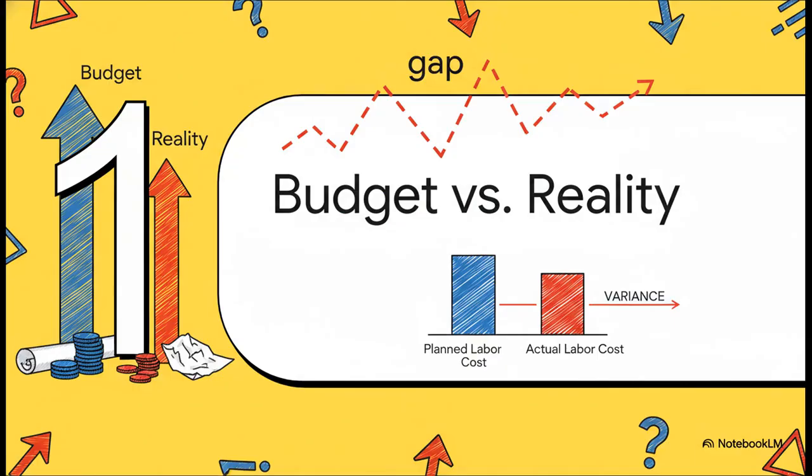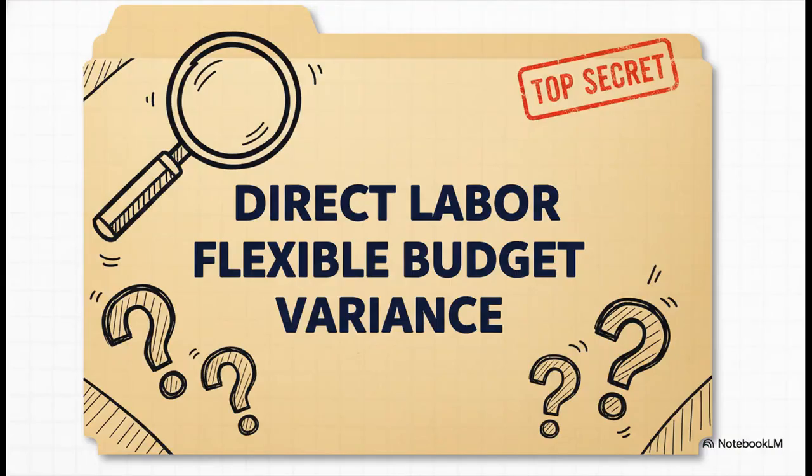All right, so the first step in any investigation is figuring out the size of the problem. We have to measure that gap between what we planned to spend on labor and what we actually spent. And in the world of accounting, this gap has a name. It's called the variance. Okay, let's put a formal name to this thing. The official term for this gap is the direct labor variance. Just think of this as our main case file. It's the total amount we're off by. The central mystery we need to solve.